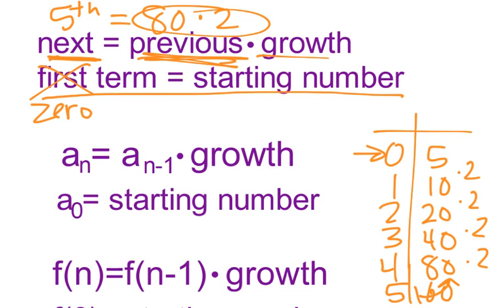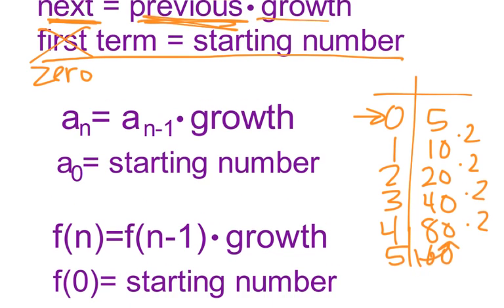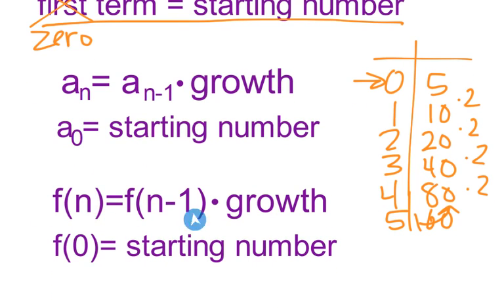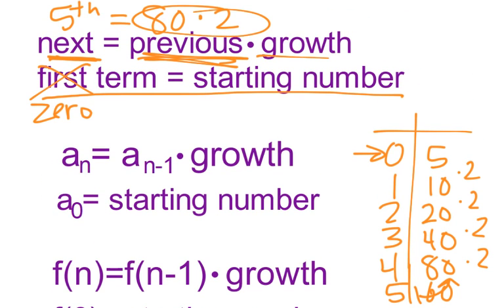So the way we write that is a sub n stands in for next. A sub n minus 1 is the previous, just like to find the fifth term, we had to use the fourth term, which is n minus 1. And then multiplied by the growth, because we're doing geometric. Then a sub 0 equals that starting number. Again, we can use the f of n version. It's basically the same thing, but we'll focus more on this one.